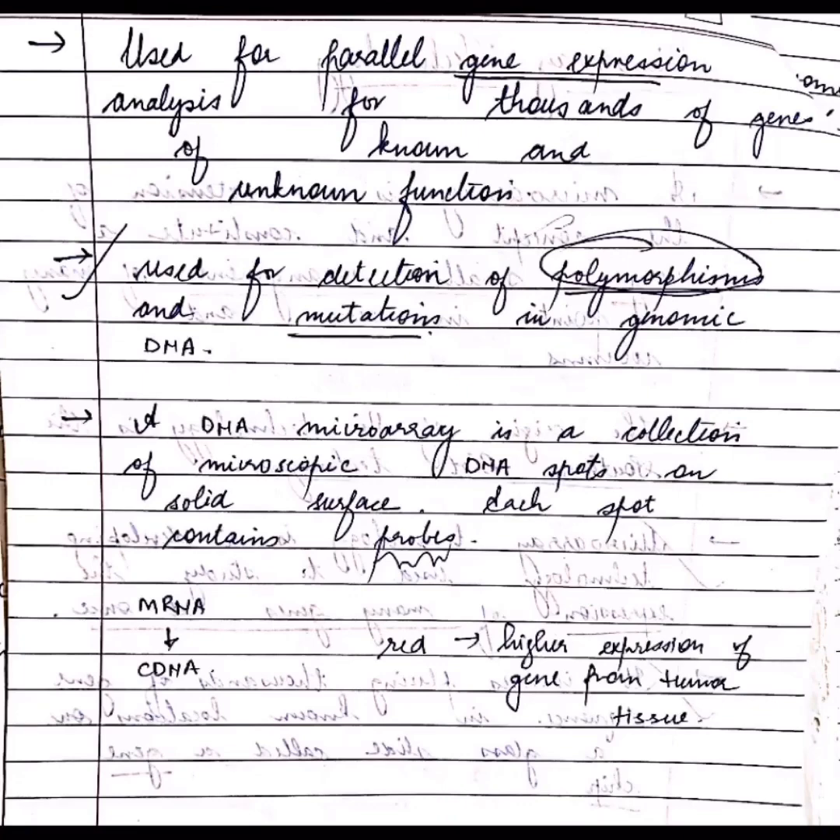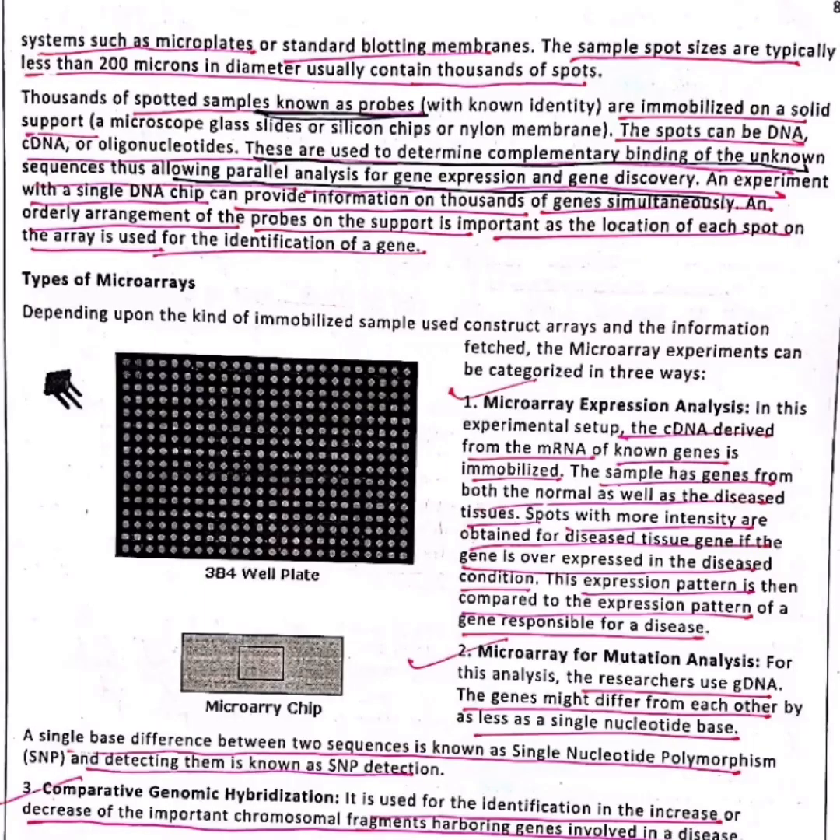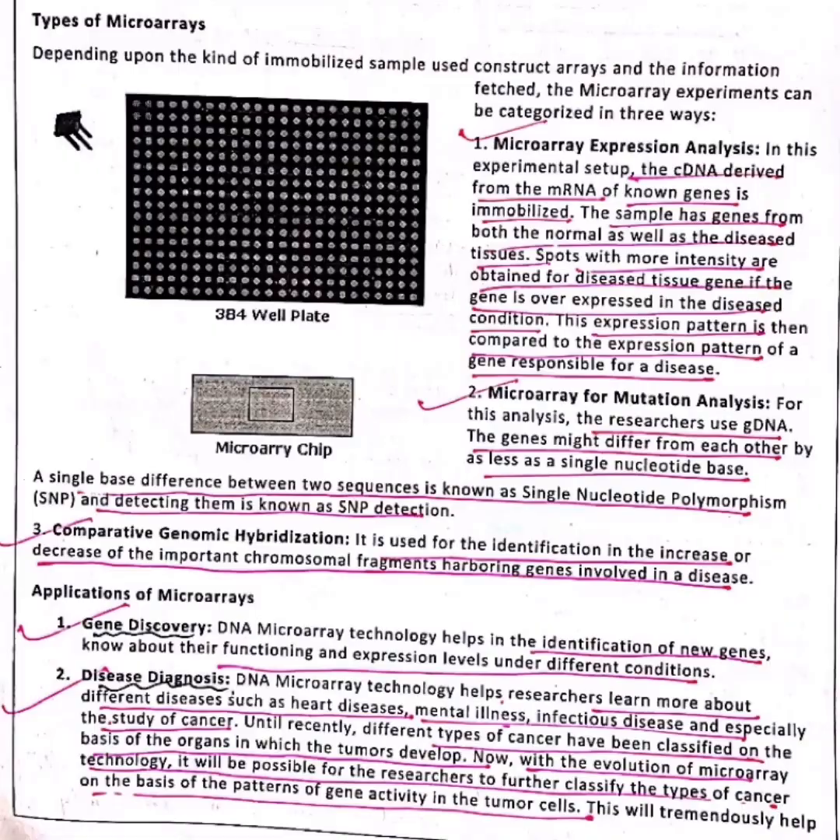I'm sharing with you some printed notes which were in detail. So I just took out some important points and wrote them in my words. The important points have been highlighted. You can use any other point in your answer as well. It also gives a brief about types of microarrays like microarray expression analysis and comparative genomic hybridization. So you can use them and write it.